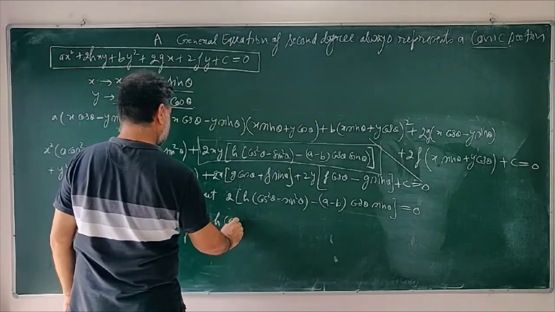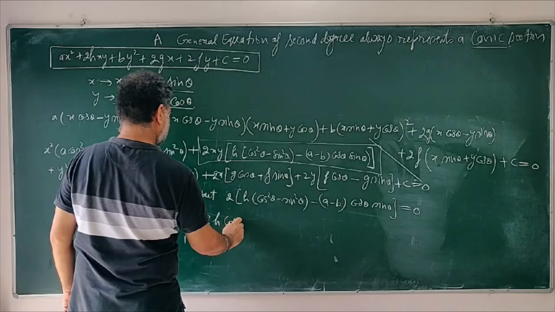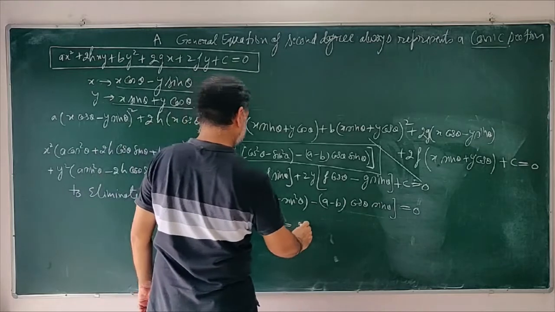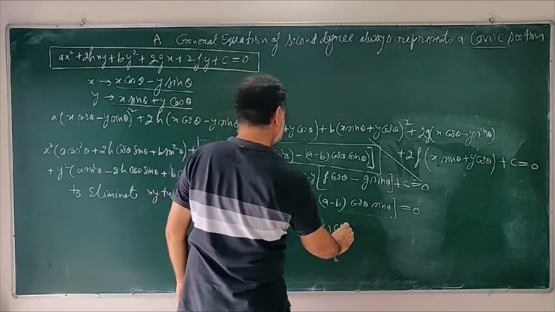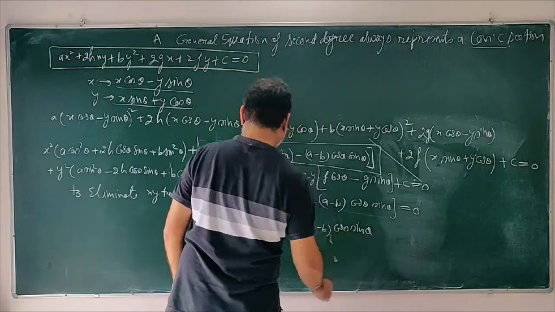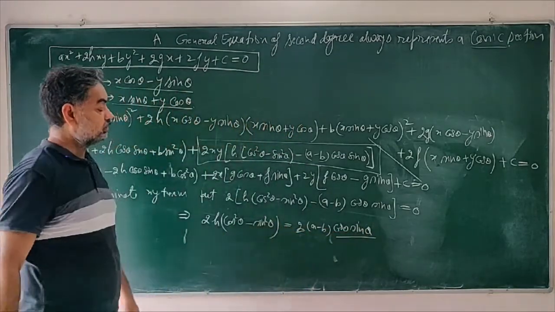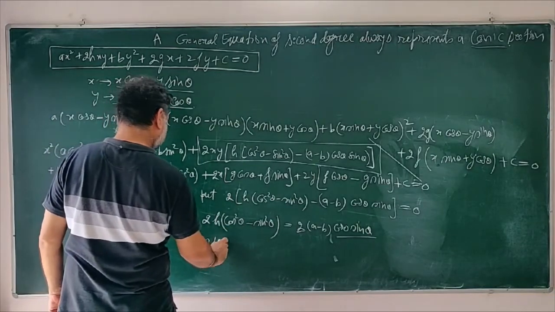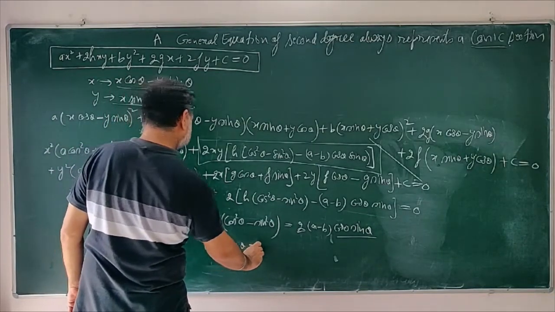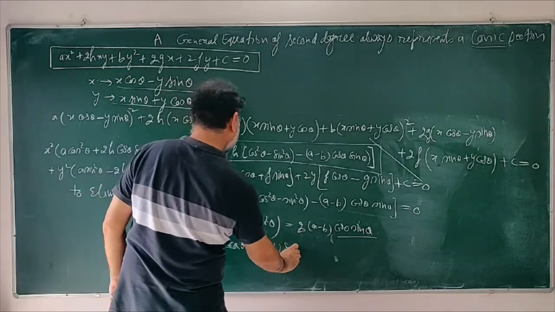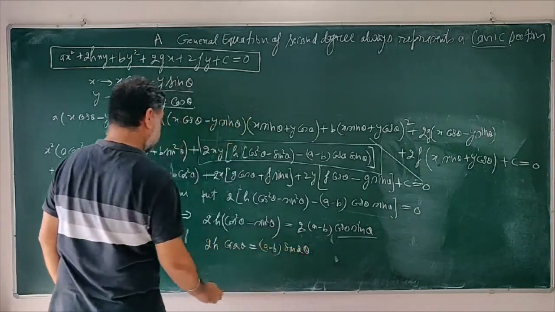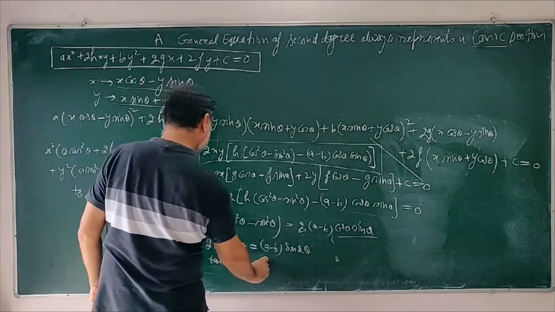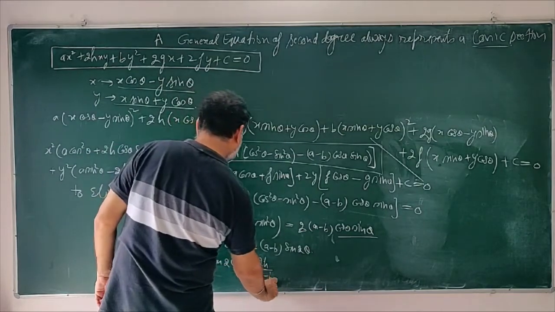2h (cos square theta minus sin square theta) is equal to (a minus b) cos theta sin theta. Now 2 cos theta sin theta is sin 2 theta, and this is cos 2 theta. So this is 2h cos 2 theta is equal to (a minus b) sin 2 theta, and that gives you tan 2 theta is equal to 2h over a minus b.